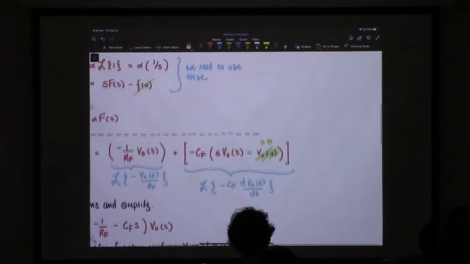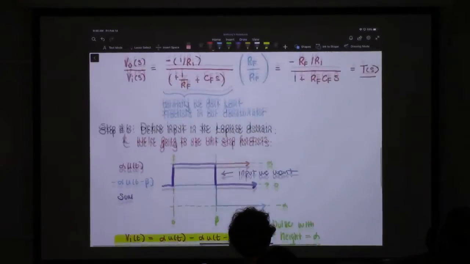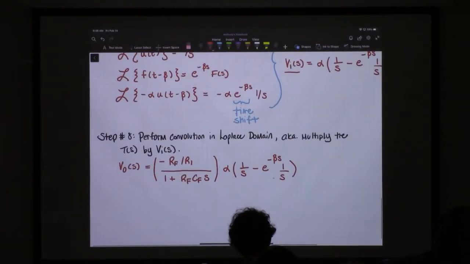The hard part is this fourth step. So go back to the time domain. So we have our answer in the Laplace domain. That's our output. Going back to the time domain, does anybody remember what the strategy was for that?